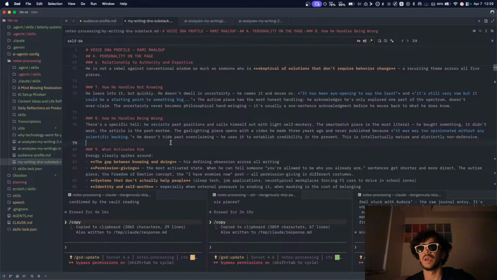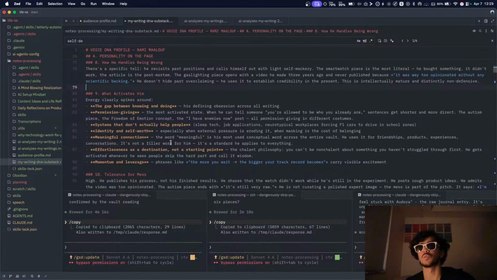What activates him? Energy clearly spikes around the gap between knowing and doing. His defining obsession across all writing: the gap between knowing and doing. Permission giving, the most activated state, when he can tell someone you're allowed to be who you are. More direct: systems that don't actually help people. Sleep tech. Yeah.